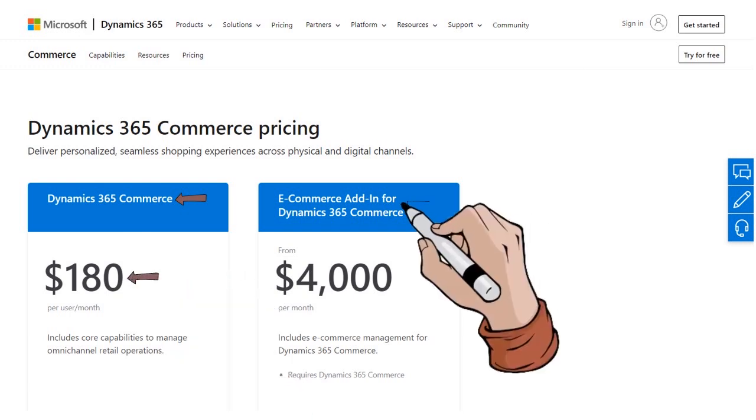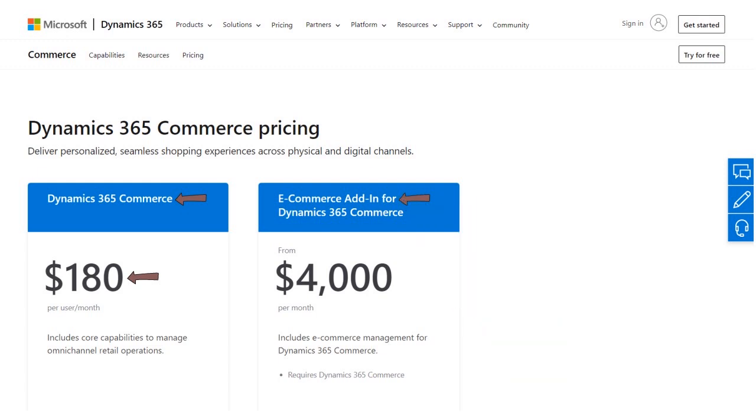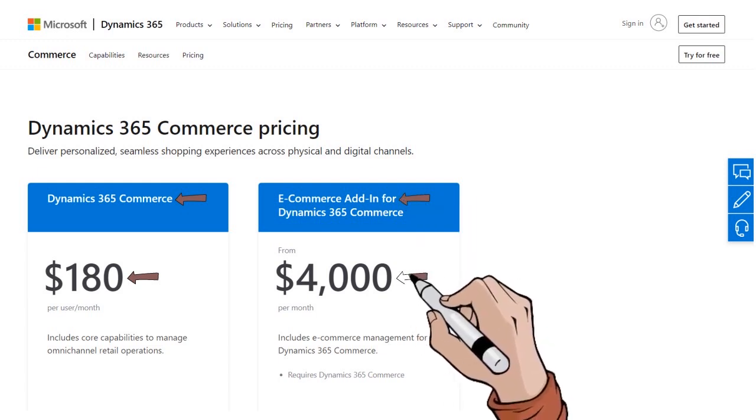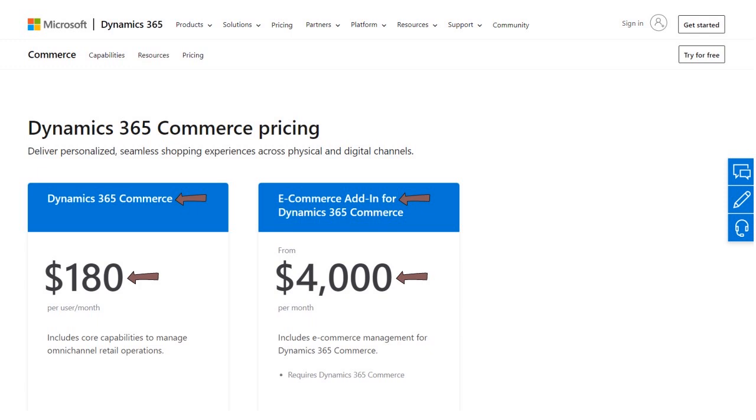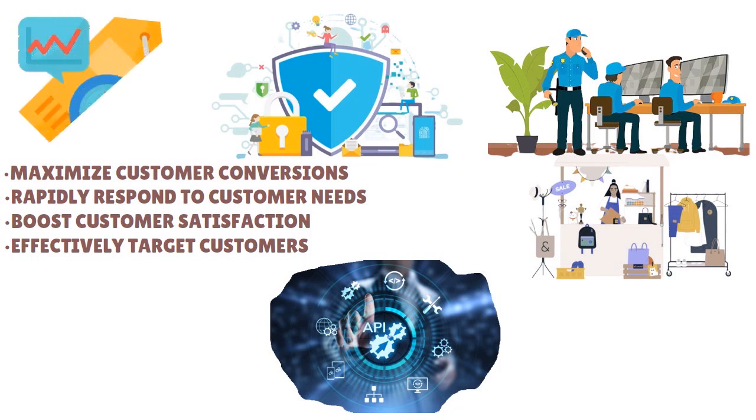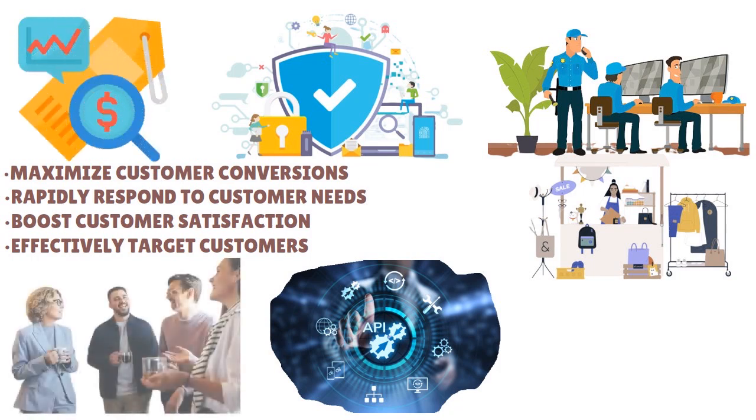And then you also have the e-commerce add-on for Dynamics 365 Commerce, and here they're charging you a starting price of $4,000. And this is per month. This is not per user. This is across the board. This is a fixed cost. Now, how much you would pay depends on the conversation you have with Dynamics 365 Commerce's team.